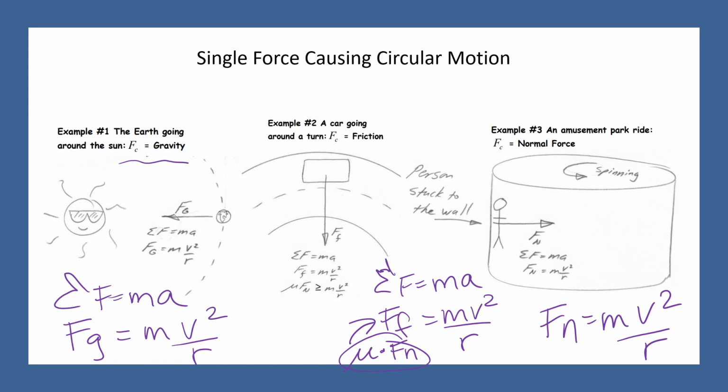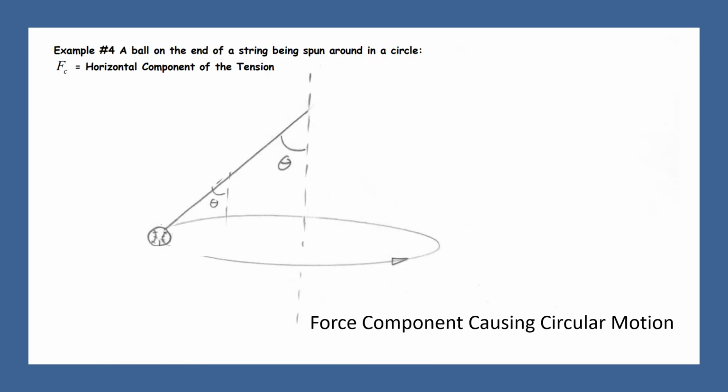Here we go. Okay, so now we're going to talk about force components causing circular motion. And this is more difficult. Not going to lie, this is more difficult. So this one is a ball on the end of a string being spun around in a circle. So you're just going to draw a ball on a string being spun around in a circle, however best you can draw that.